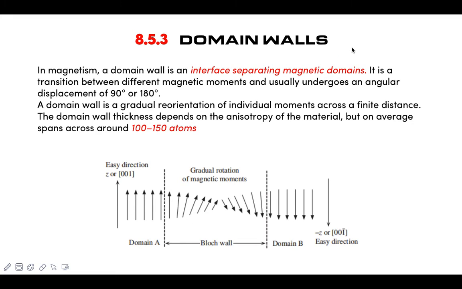What it does over here is a transition between different magnetic moments, and it usually undergoes an angular displacement of 90 degrees or 180 degrees. We see over here it has a total 180-degree rotation. A domain wall is a gradual reorientation of individual moments across a finite distance. The domain wall thickness depends on the anisotropy of the material, but on average spans around 100 to 150 atoms.